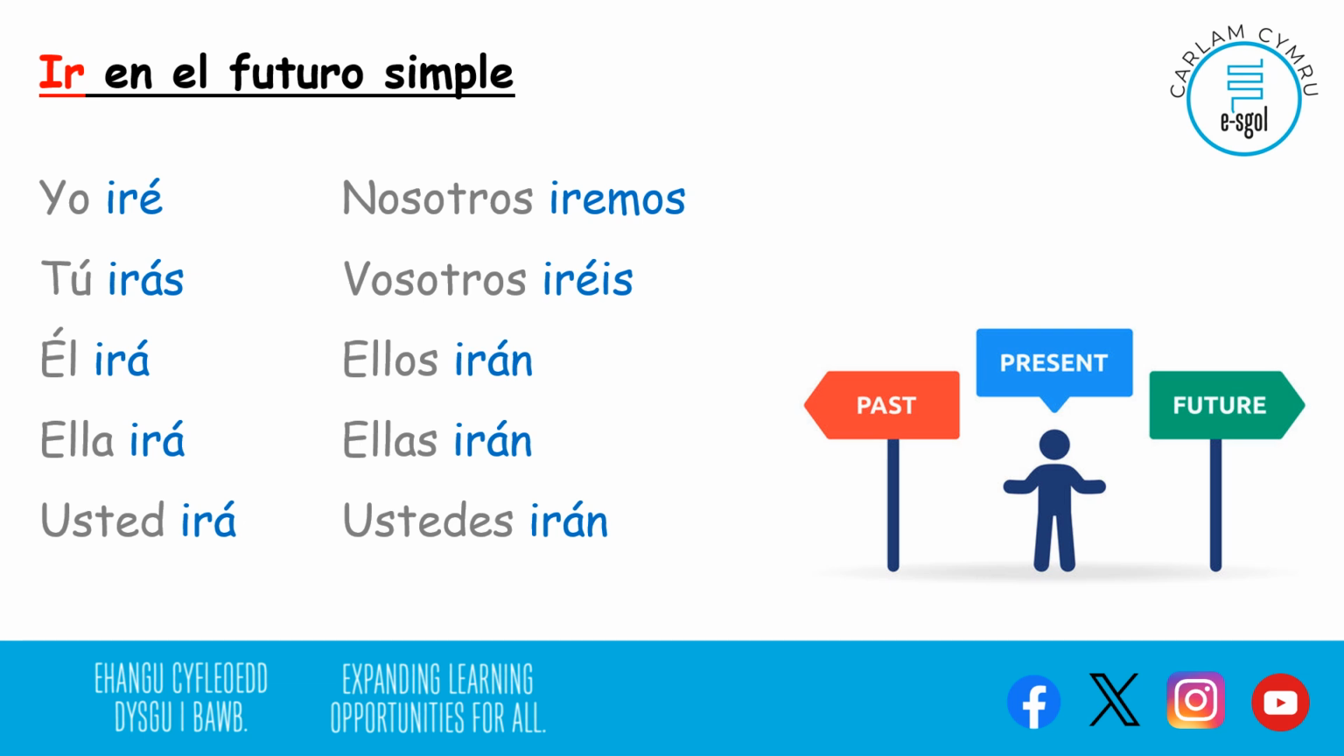Then, ir en el futuro simple, to go in the future. We have iré, I will go, irás, you will go, irá, he or she or you, singular formal, will go. Iremos is we will go, iréis is you will go, informal, and irán is they will go or you will go, plural formal. Por ejemplo, iremos a España en el verano, meaning we will go to Spain in the summer.